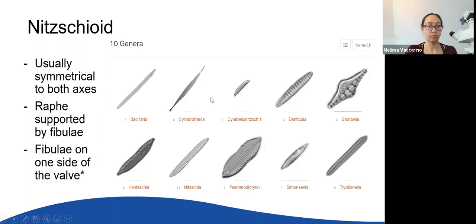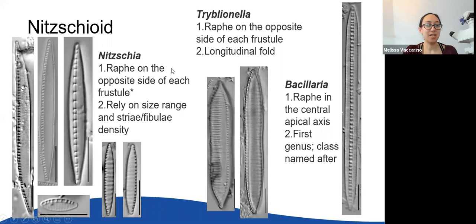Nitzschia is one of the more commonly encountered genera, where the raphe is on the opposite end of each valve usually. In this case, it's a bit down the valve face, but you can see the short fibulae here. And you'll want to rely again on the size range and either the striae or the fibulae density, depending on what you can see. In Tryblionella, the raphe is again on the opposite side of each frustule, and these guys have a longitudinal fold down the center as well.